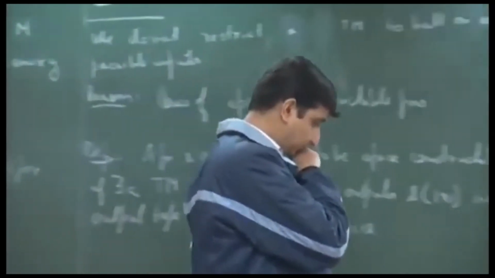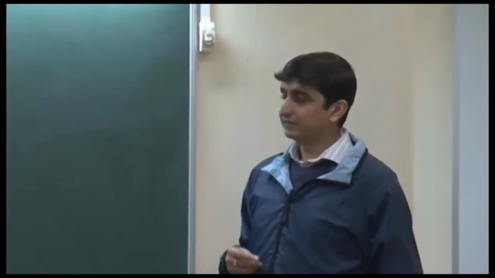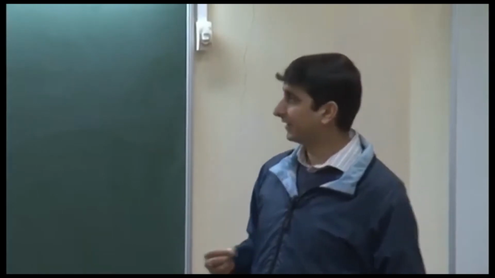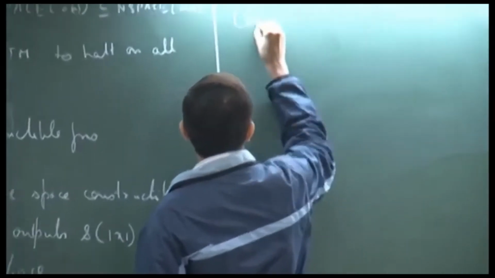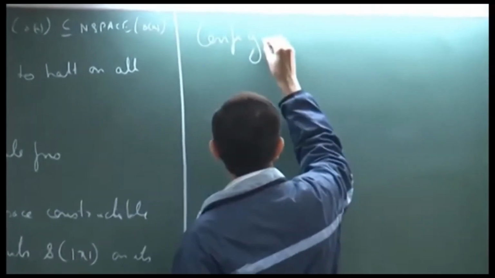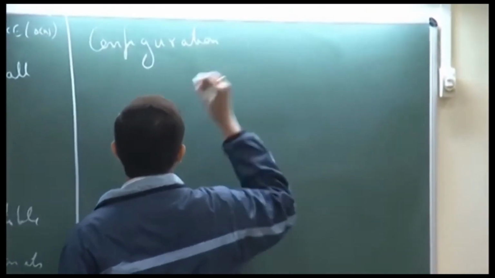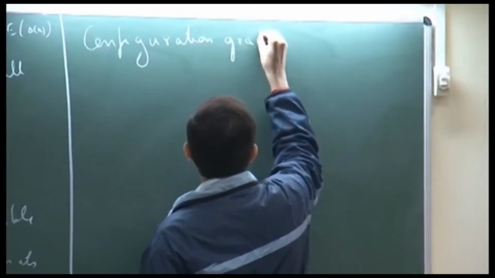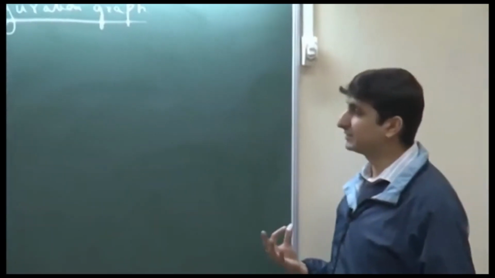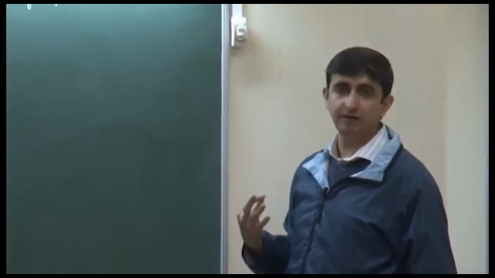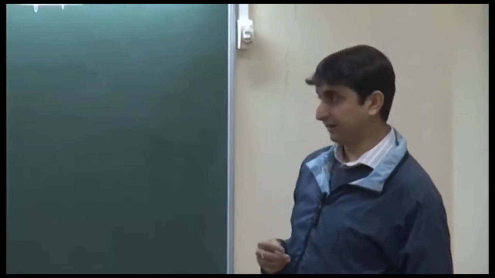Okay. So, let us move on to a very important concept related to space complexity that we would see again and again. This is what we call a configuration graph of a Turing machine. Okay. Again, this is something which is very intuitive and very useful in the study of space complexity.